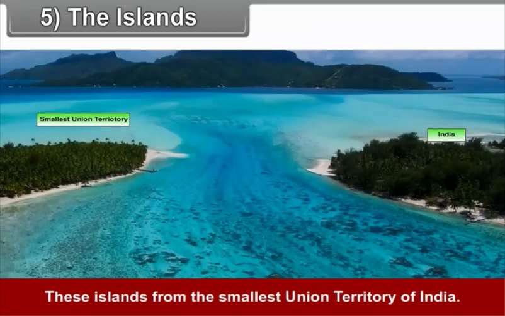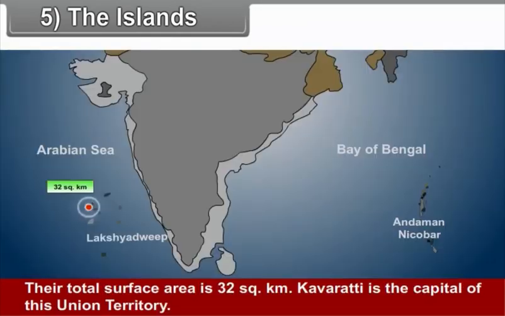These islands form the smallest union territory of India. Their total surface area is 32 square kilometers. Kavaratti is the capital of this union territory.